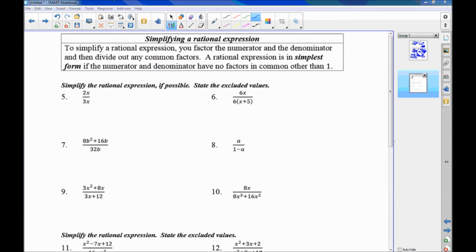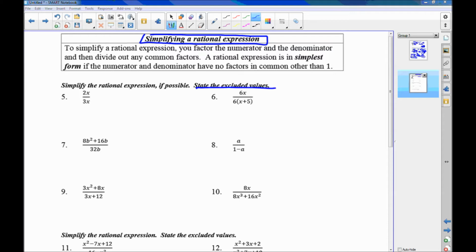Okay, on our second page, we have a little blurb up here called Simplifying Rational Expressions. To simplify a rational expression, you factor the numerator and the denominator and then divide out any common factors. So be careful, binomial factors may only cancel with other binomial factors and monomials with other monomials, etc. We'll see that in the problems in a minute. Okay? So a rational expression is in the simplest form if the numerator and the denominator have no factors in common other than 1. All right, so if we look at the first one here, simplify the rational expression if possible, but we need to state excluded values.